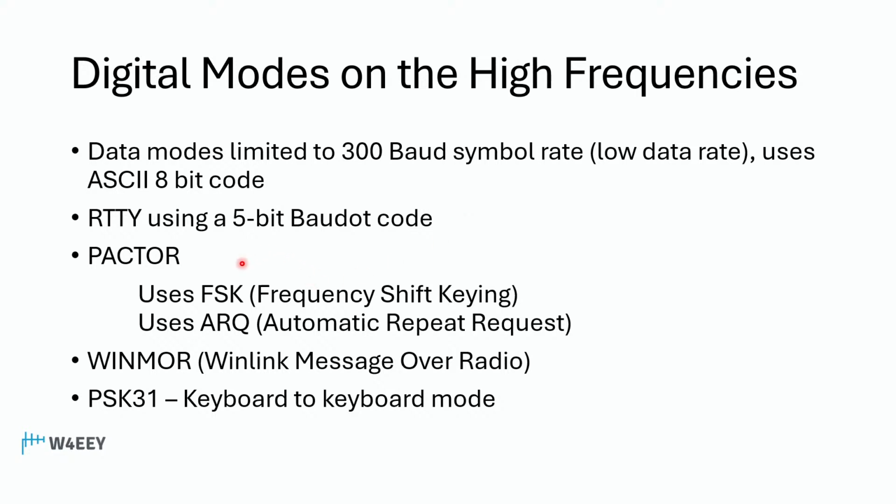PACTOR is another kind of digital mode on the high frequencies. PACTOR 4 is probably the best, most secure, and is being used a lot in emergency situations. It uses frequency shift keying, and also remember that automatic repeat request. If data doesn't get through, the receiving station says, send it again, and it will. This is emails, Winlink messaging over radio.